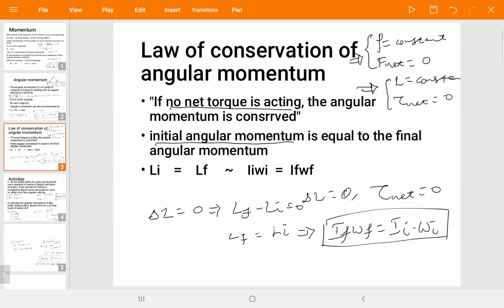For example, if the moment of inertia of a body increases, the increase is balanced by a decrease of angular speed. As the moment of inertia increases, the angular speed should be less.